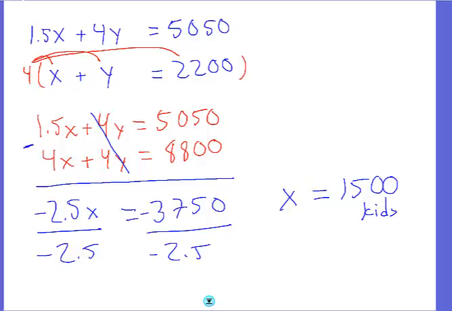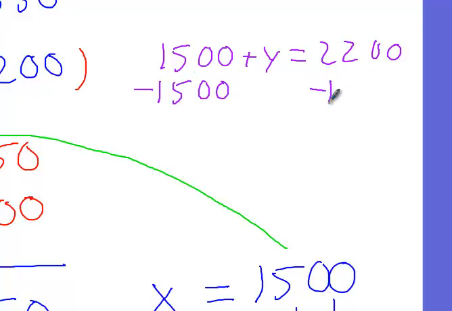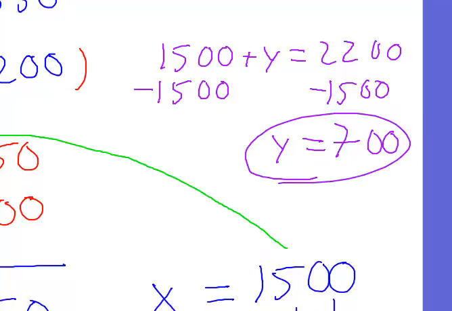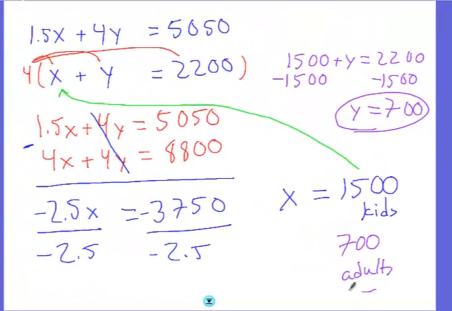All right, now in order to solve this, we must take this 1,500 and substitute it in for x. So we're going to get 1,500 plus y is equal to 2,200. Subtract 1,500 from both sides, and you get y is equal to 700. So your answer is 1,500 kids, 700 adults. And that's your final answer.